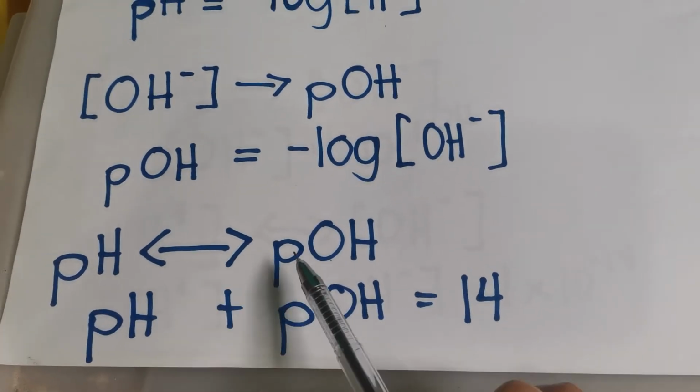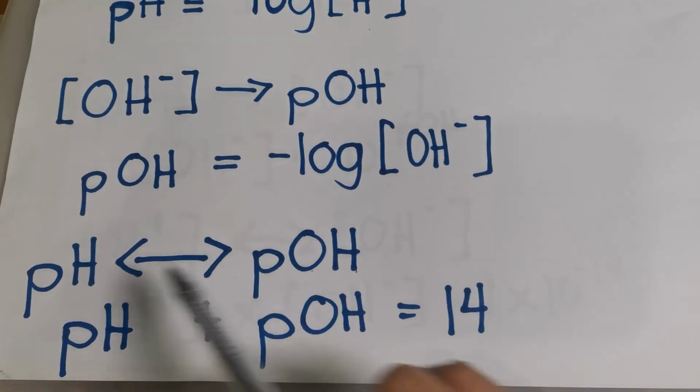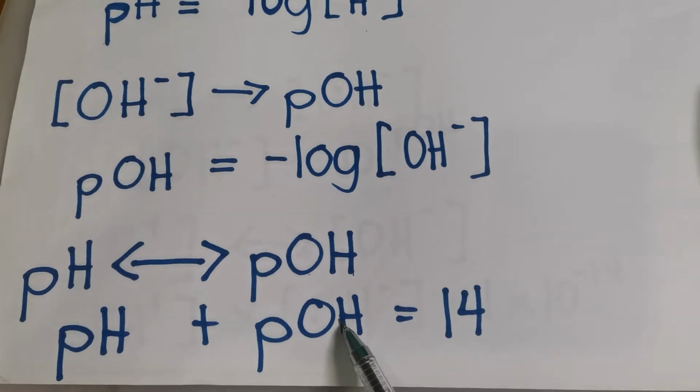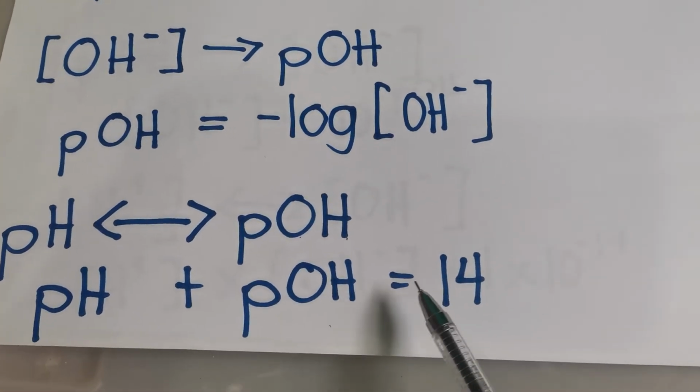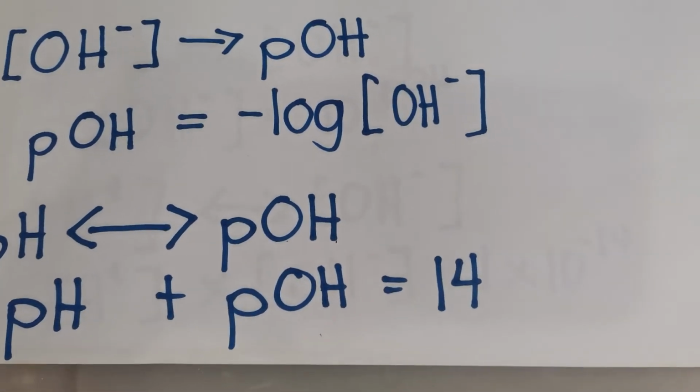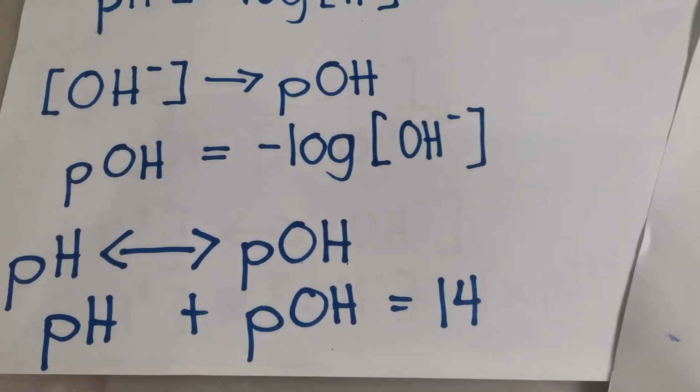Same with if we are going to find the pOH and the given is pH, we are going to use this formula. So the formula is pH plus pOH is equal to 14. Why 14? As I said, the pH scale is up to 14.